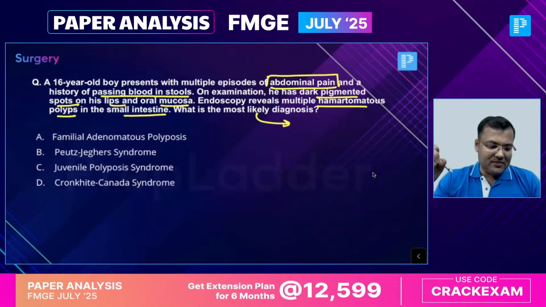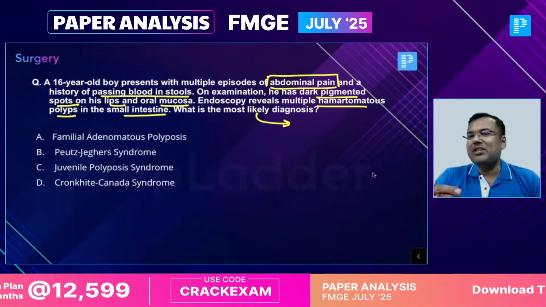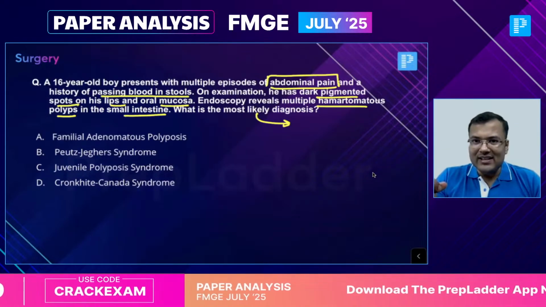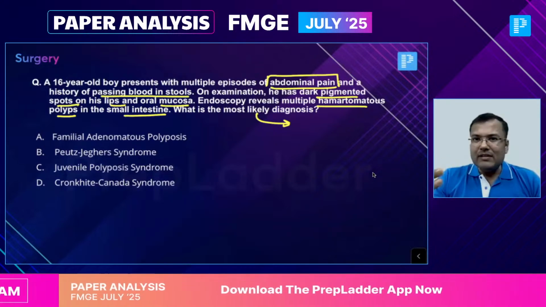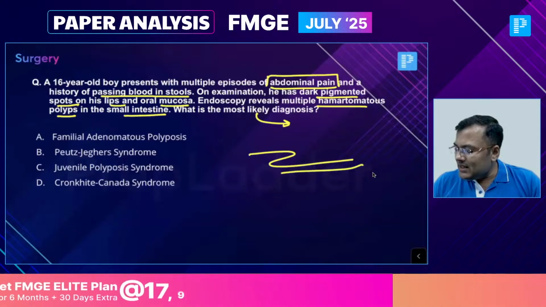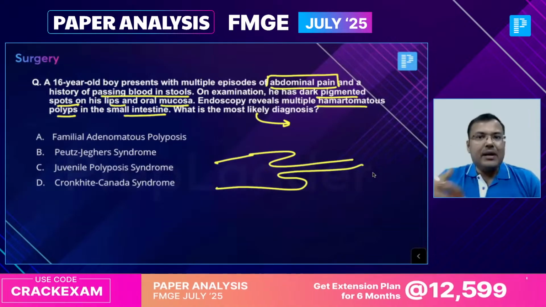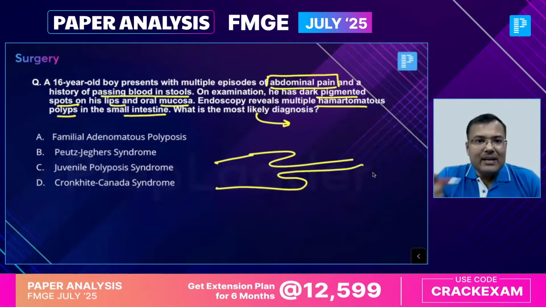Sunil, Ajit. What is the cause? Okay, why is there pain? Now see, the patient is having multiple polyps in the small intestine, mainly the jejunum. Because of those polyps, the patient is having intussusception. So what is the problem, guys? These patients are having recurrent intussusception, and because of that, the patient is having recurrent abdominal pain.